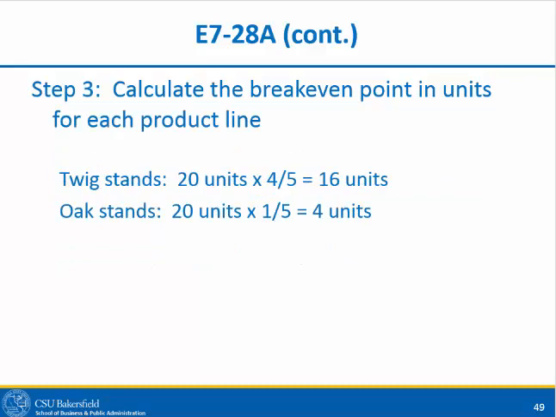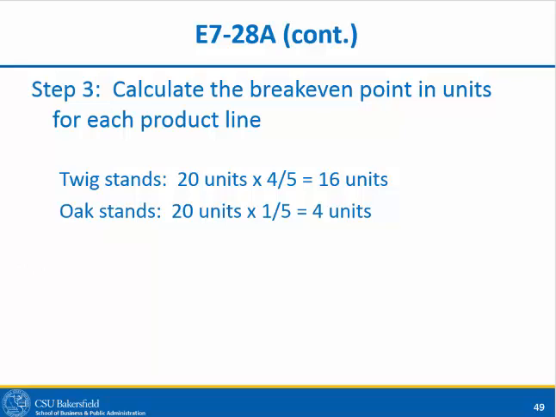Then the next is we're going to look at each. So how to find each stand? We know that 4 out of 5 stands are Twigger, and 1 out of 5 is oak. So we multiply the 20 break-even units by each fraction. By 4/5 we get 16 units. By 1/5 we get 4 units. So then he has to sell 16 units of Twigger stands and 4 units of oak stands in order to break even. Now the next question is how that will affect Susie.